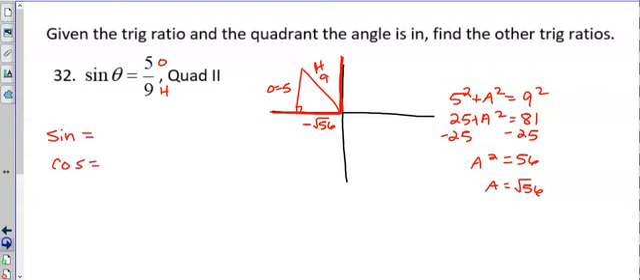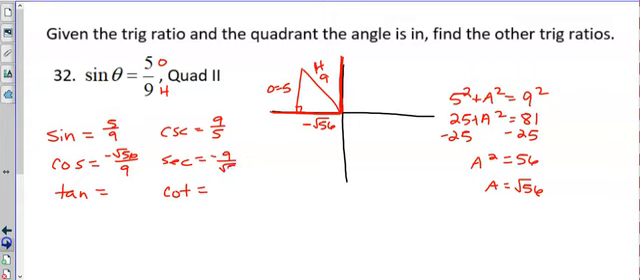So sine, cosine, tangent. So sine we already knew was 5/9. Cosecant, 9/5. Cosine would be -√56 over 9. Flip it around. -9 over √56. And then tangent, this is our adjacent. I'm going to label that O over A. So 5 over -√56. And then root 56 over 5 would be our last one there.